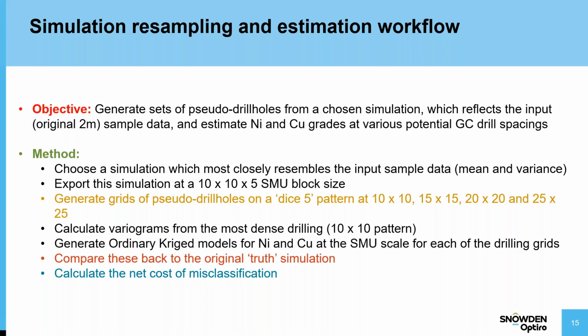Our drill holes are various spacings, but in each case we're using a dice 5, which is an offset pattern. So we're looking at 10 by 10 spacing, 15 by 15, 20 by 20, and 25 by 25. Obviously, you can do as many as you want. We're generating the models, and we're comparing those back to the original simulation, which is the truth. We're doing our value accumulation, and we're calculating the net cost of misclassification, also considering the drill cost, I should say.